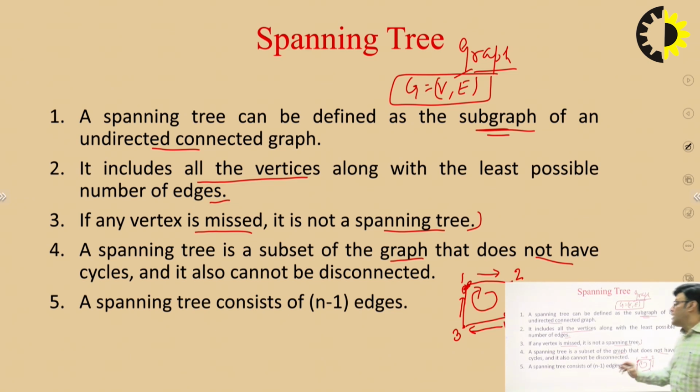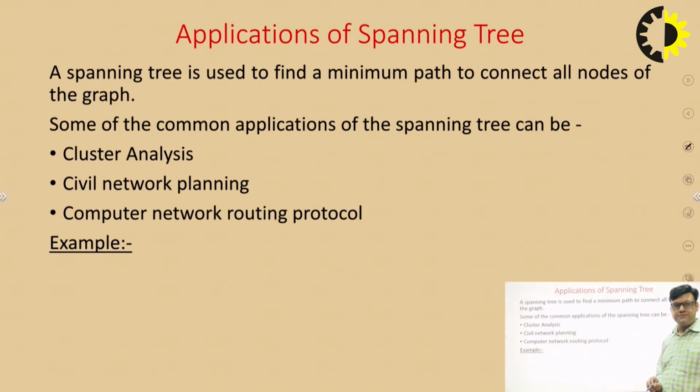Okay. So another important point that we have to keep in mind: a spanning tree consists of n-1 edges. So if n-1 edges is there, then it means that no cycle will be there. So this is the required condition for a spanning tree. Okay. So next, the applications of spanning tree where we use this spanning tree. Spanning tree is used to find a minimum path to connect all the nodes of the graph. All the vertices are connected in such a manner no cycle should be formed. So it is used to find a minimum path.